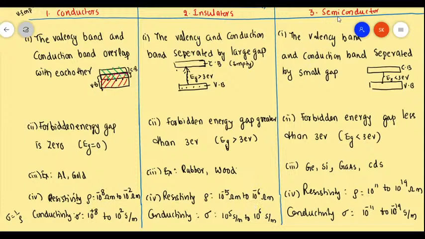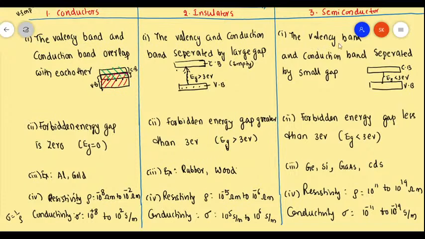Its conductivity is 10 to the power of 5 to 10 to the power of 6. And in semiconductors, the valency band and conduction band are separated by a small gap, that is, the energy gap is less than 3 electron volts. In conductors, there is no energy gap between the valency band and conduction band because they overlap with each other. All the electrons present in the valency band are also present in the conduction band. Those conduction electrons are useful for the flow of current. That's why they act as conductors.